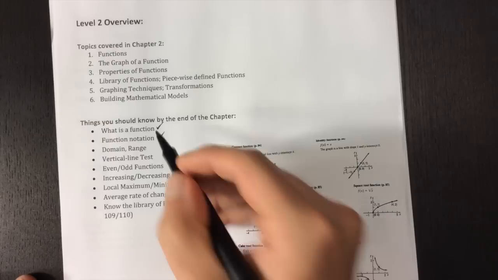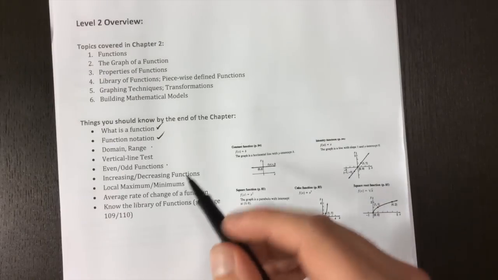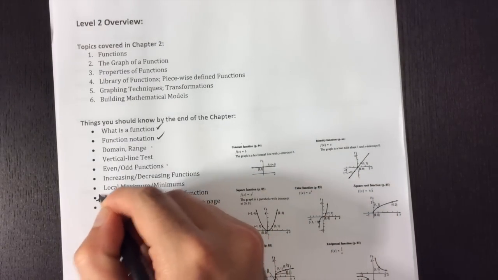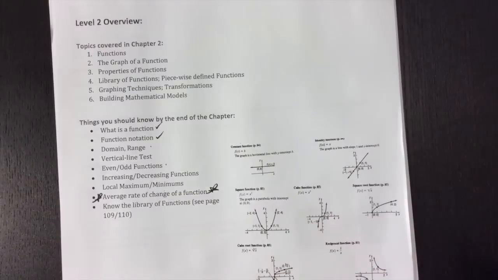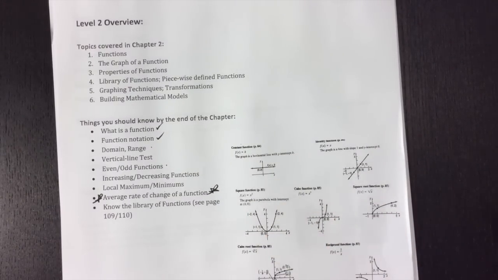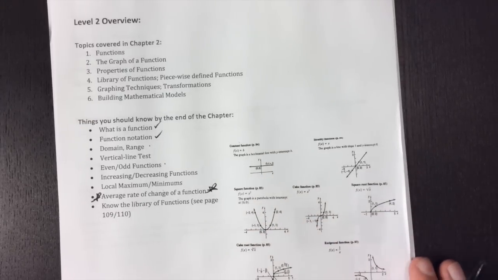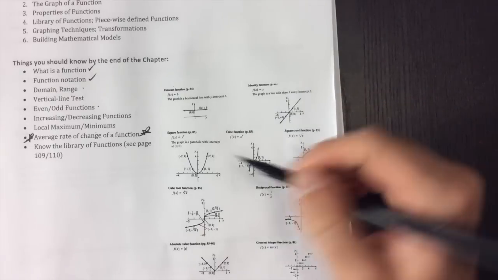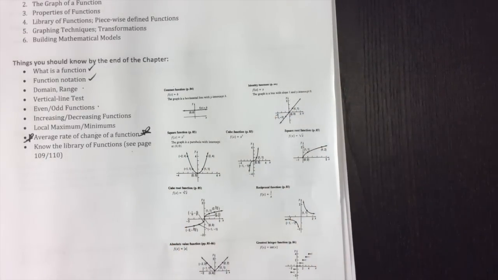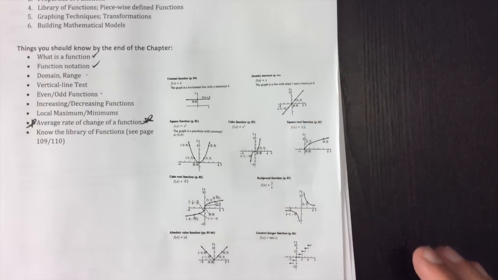We'll talk about function notation, domain, range, the vertical line test, what even and odd functions are, increasing, decreasing, local max and mins, average rate of change, which is going to be super, super important when we get to calculus next year. So the more we emphasize it early, the more you'll know. And then know this library of functions. I wrote the page for the book on here, but I've also included the graphs that we should know. And we'll discuss more of this as we move on in this chapter.